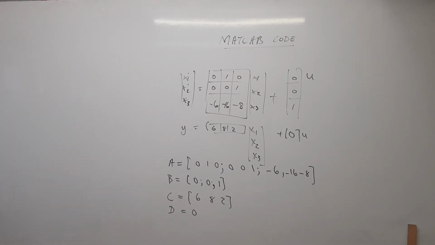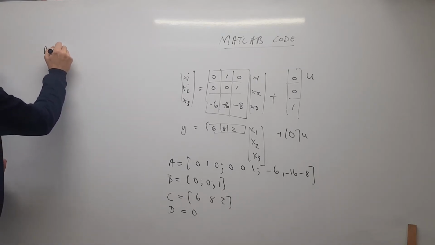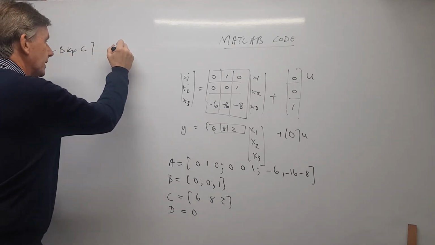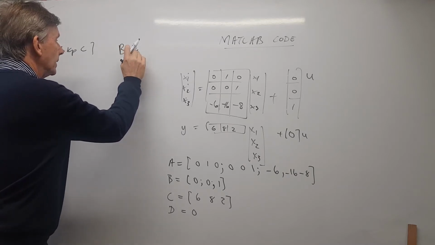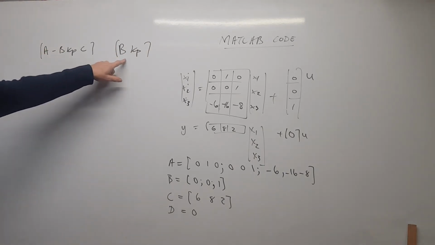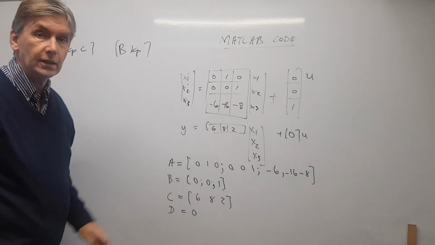Now, if we remember back, the closed loop state space equation is given by A minus B KP C, and the B matrix was given by B times KP, B. So we need to form now these two things to form the closed loop state space equations. Now in this particular case, it's not true all the time, but the closed loop A is still a 3 by 3.